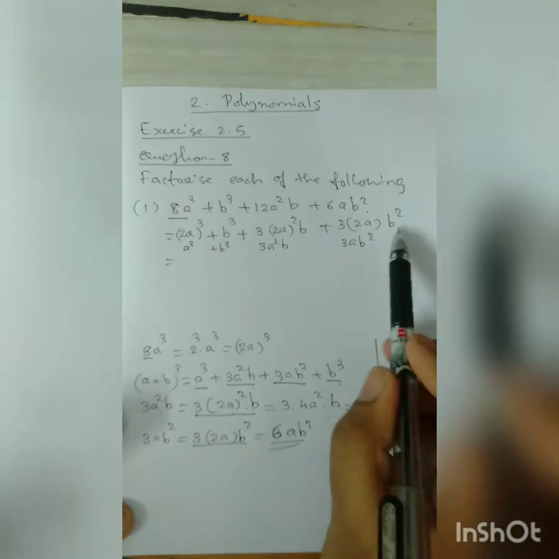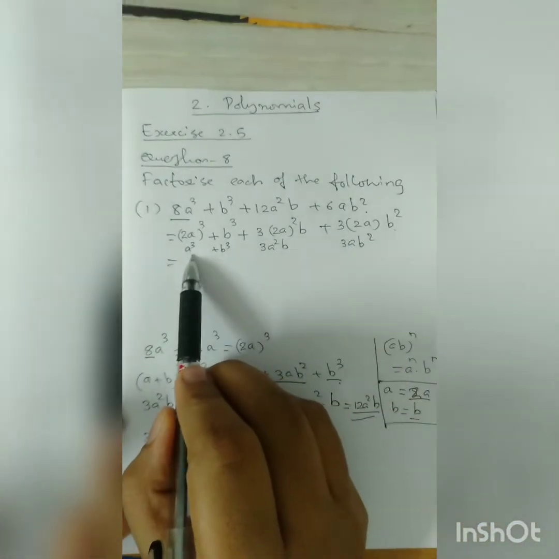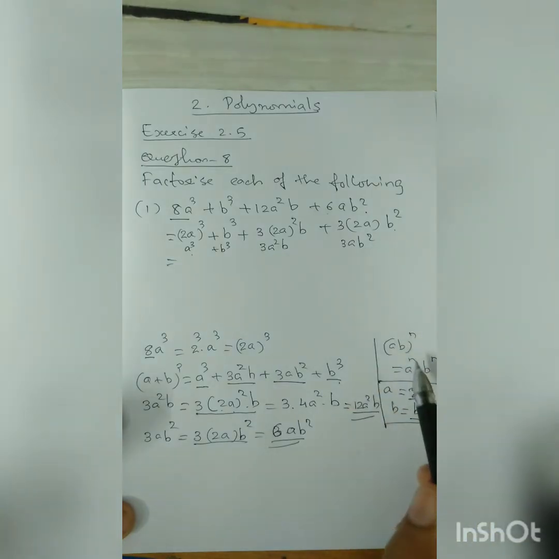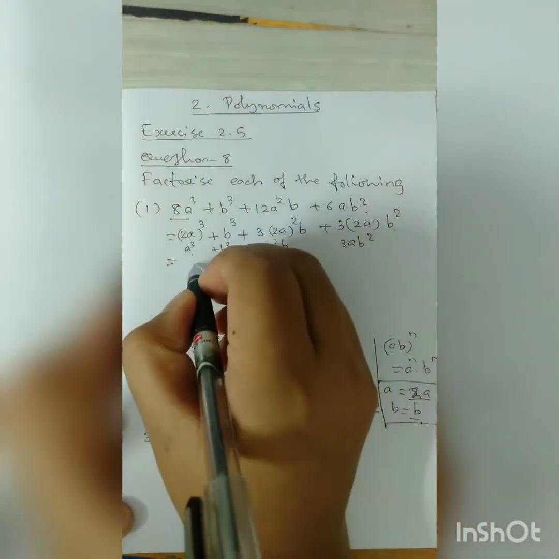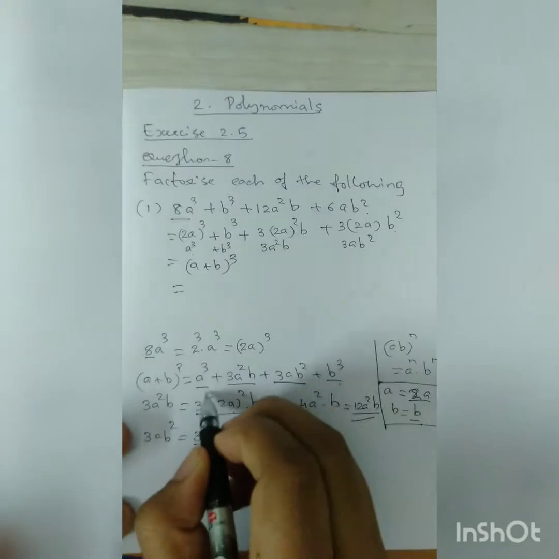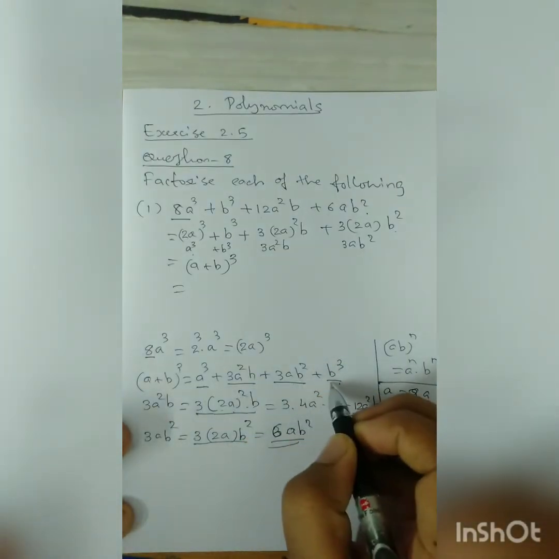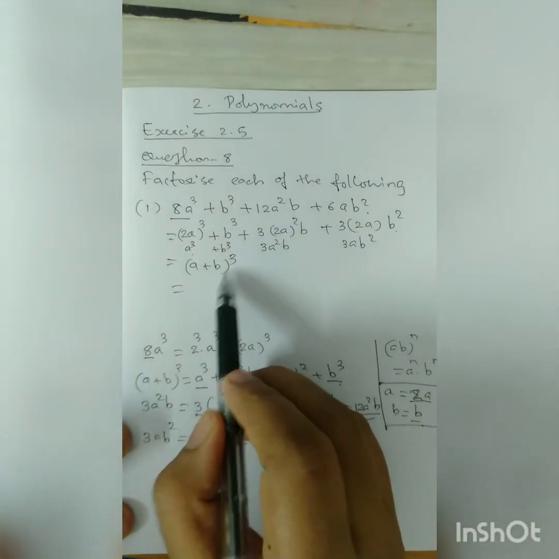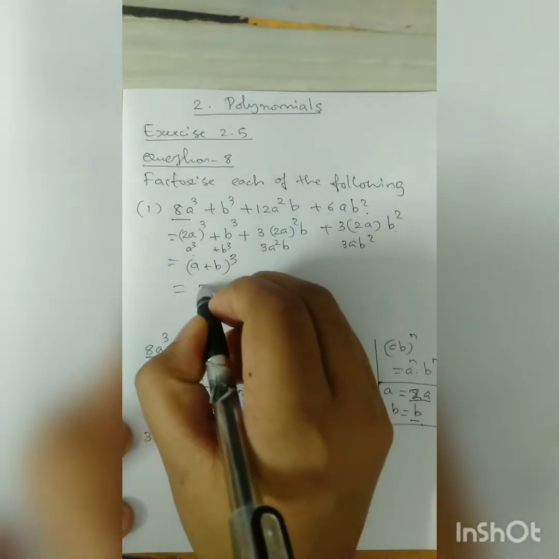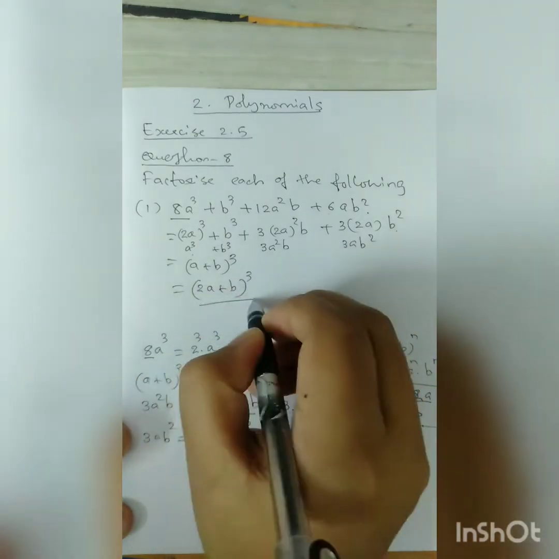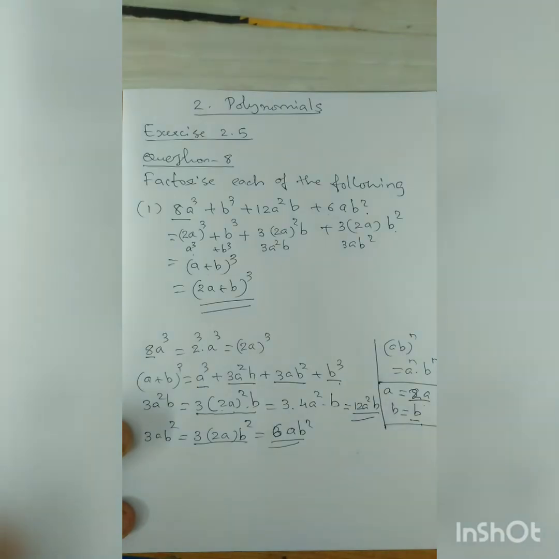So this equation is in the form of a cube plus 3a square b plus 3ab square plus b cube. Here a is equal to 2a and b is equal to b. We know that a cube plus 3a square b plus 3ab square plus b cube is equal to (a plus b) the whole cube. Here a is equal to 2a and b is equal to b. So the answer is (2a plus b) the whole cube.